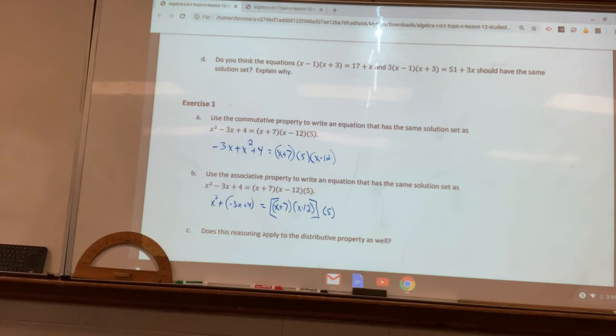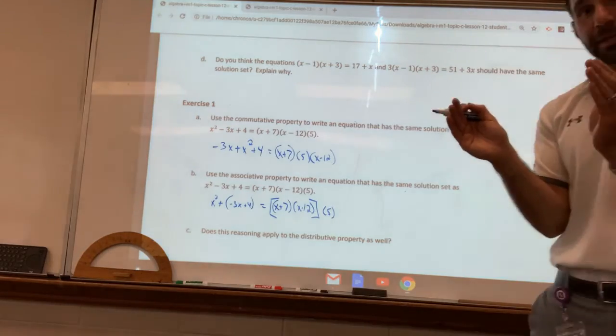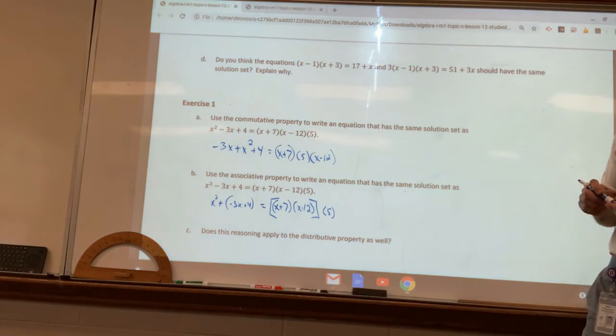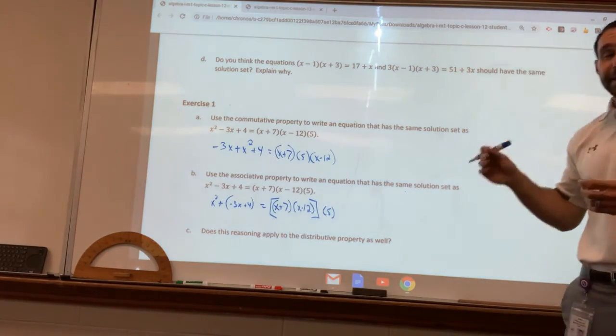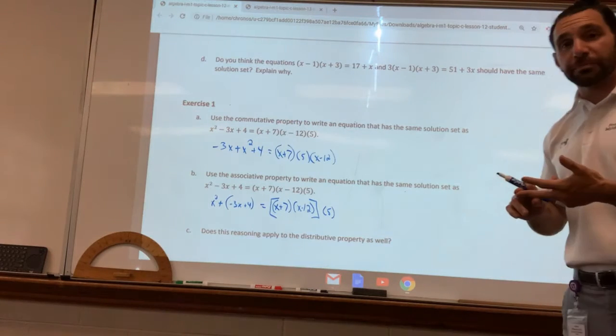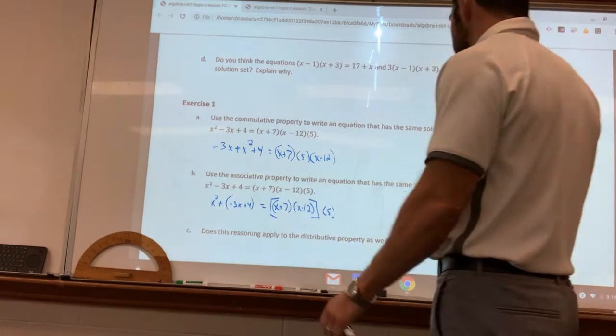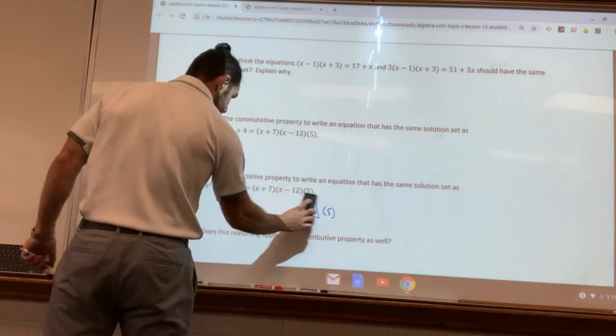That doesn't change it. Does this reasoning apply to the distributive property as well? Yes. I can change the order of anything in the parentheses as long as I still distribute to everything in the parentheses. The key is distributing to the entire thing. Again, the understanding for this is to make sure that the commutative property, the distributive property, and the associative property do not change the problem. That's all we're trying to figure out.